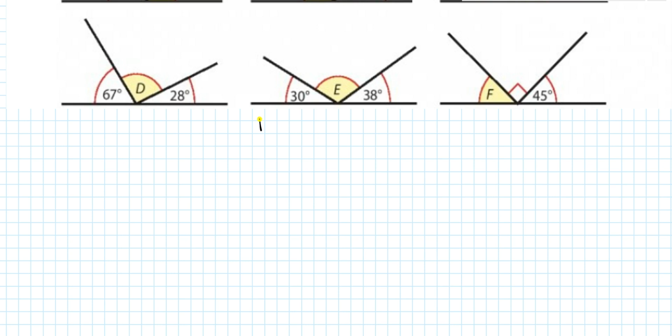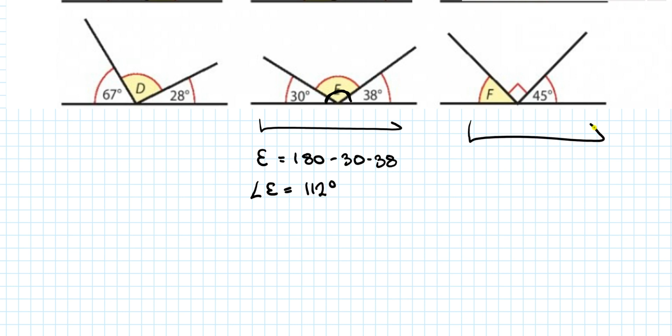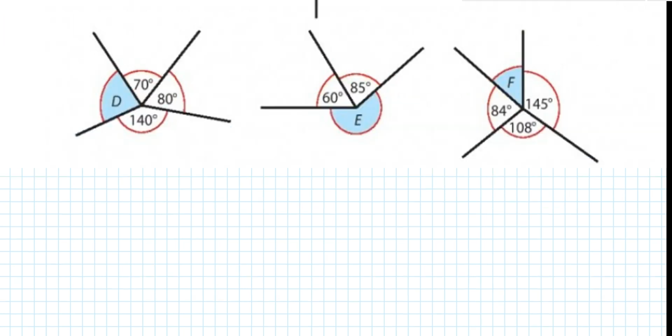The likes of this question, I know that that's 180 degrees. So E is going to be 180 degrees minus 30 degrees minus 38 degrees. So the angle E is equal to 112 degrees. And then for this one here, the angle F is equal to 180 degrees minus 45. What's this angle here? That symbol is 90 degrees, so minus 90 degrees. And we'll find that the angle F is equal to 45 degrees when I take them away.